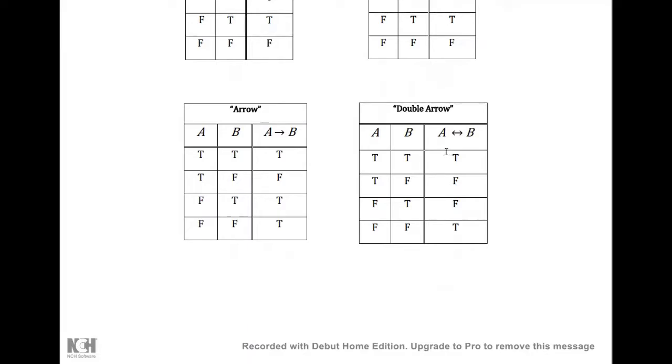Arrows and double arrows. So let me start with actually the double arrow here. The double arrow here is pretty straightforward. Double arrow works this way. It's all or nothing. If all are true, the whole thing works. If all are false, the whole thing works. Any mixing and matching doesn't work. So here's what I mean by that.